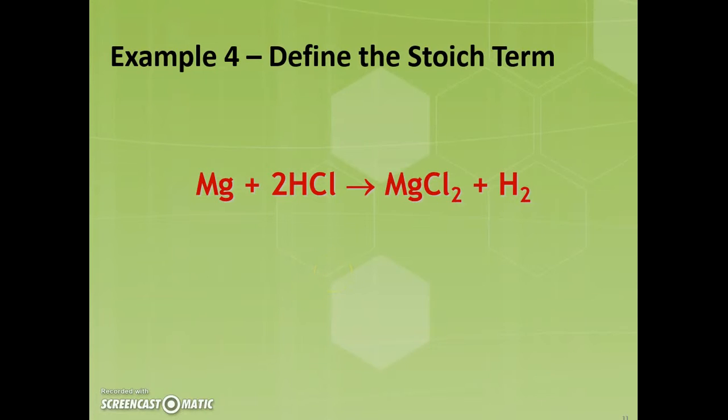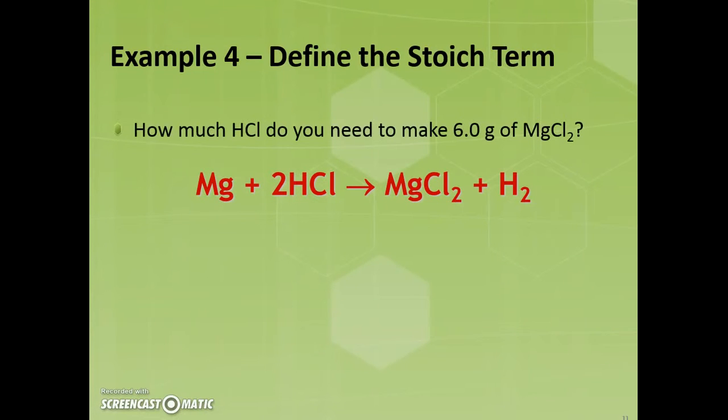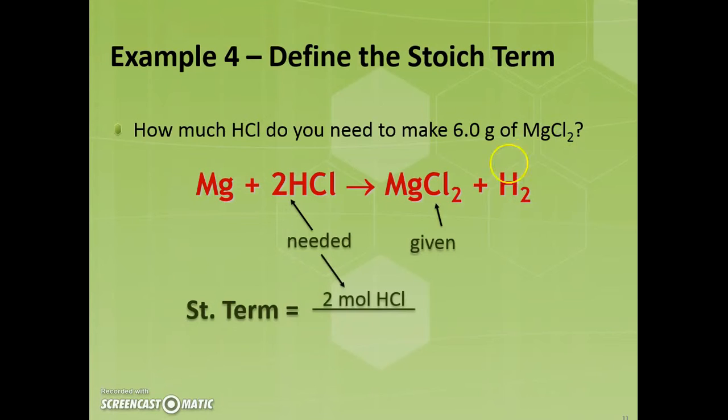Okay, another stoichiometry term to define. How much HCl do we need to make 6 grams of magnesium chloride? Okay, so we're given magnesium chloride. We know that's going to go on the bottom. We need the HCl. We know that's going on the top. So we construct it with the needed on the top, the given on the bottom. And we know, as long as we apply this term correctly, we're not going to have any trouble.